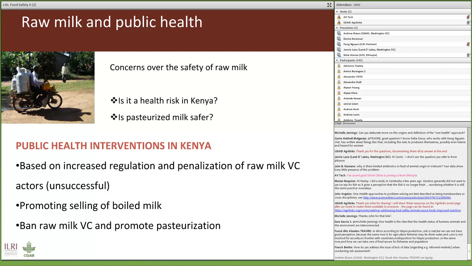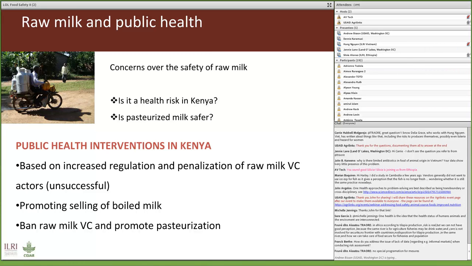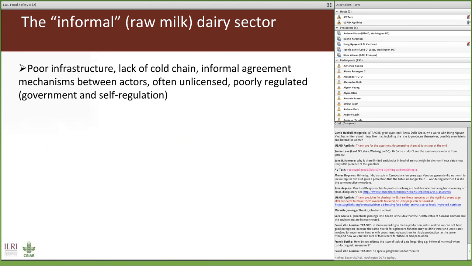And the government lately has been trying to move towards a complete ban of raw milk and the promotion of pasteurization of all the milk that will be sold. So obviously that is quite an undertaking by government. And we know that raw milk is commercialized in what we call the informal dairy markets. These are disorganized markets with poor infrastructure, lack of cold chain, not regulated, often not licensed. So, well, I guess governments have fair concerns.